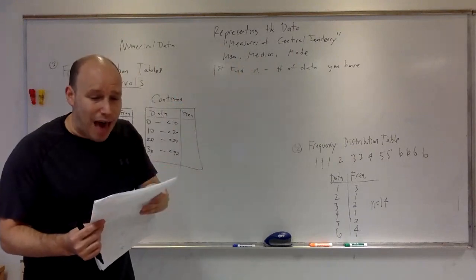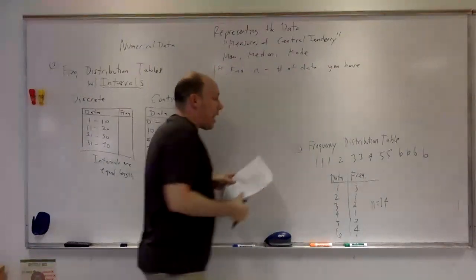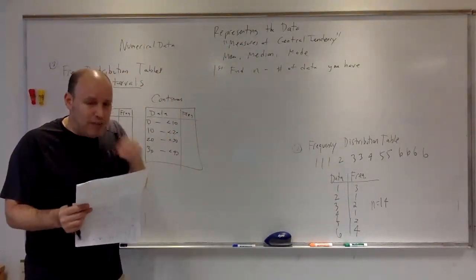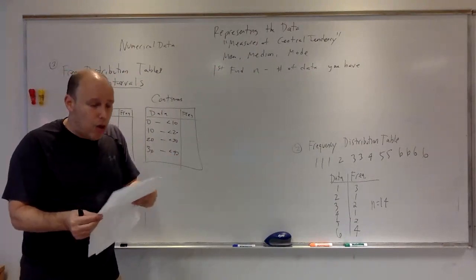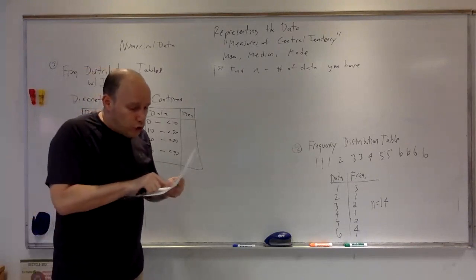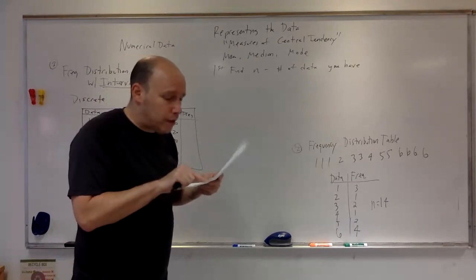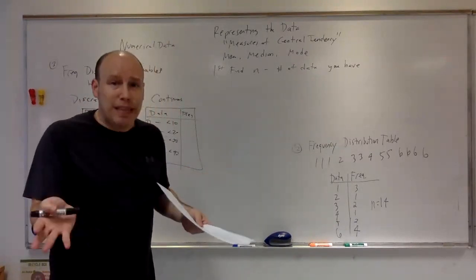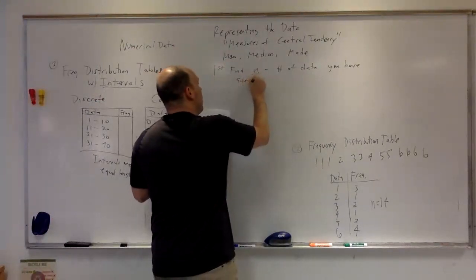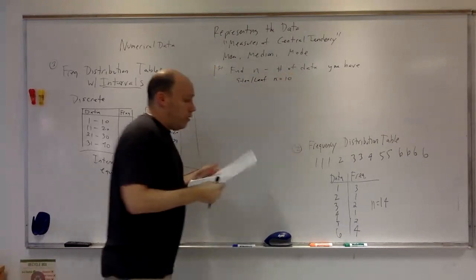That's the important thing. Once you have that, how do I find the number of data I have? Well, you can either count it up. If I gave you the first stem and leaf problem, you can literally count it up: 1, 2, 3, 4, 5, 6, 7, 8, 9, 10. So for that stem and leaf, N equals 10.